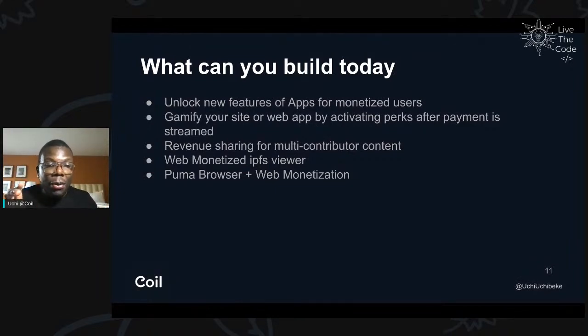And then the last option of things that you can build, you can look into Puma browser. If you don't have Puma browser installed, definitely check it out. Puma browser is the first web monetization browser out there, and it allows you to view web monetized content. It also allows you to support content creators if you have web monetization enabled. So maybe as part of this hackathon, you can look into how you can build a mobile experience that opens up on Puma browser and then rewards users for supporting with web monetization.